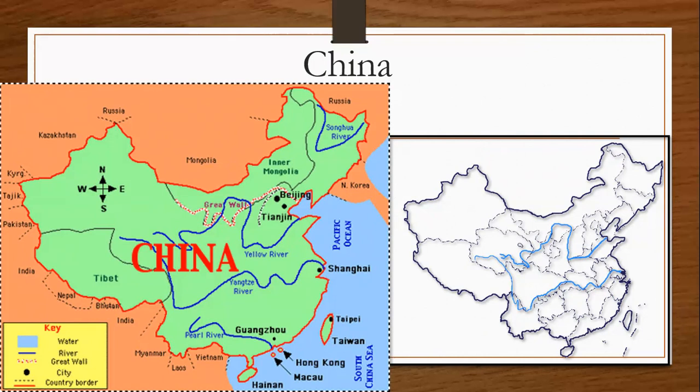And now we're going to take our first look at China. So, ancient China. We have a couple of rivers that are important, mainly the Yellow River and the Yangtze River, which are the two in central China. We have the Great Wall here, which is very important in Chinese history, but we will see that when we get to it.